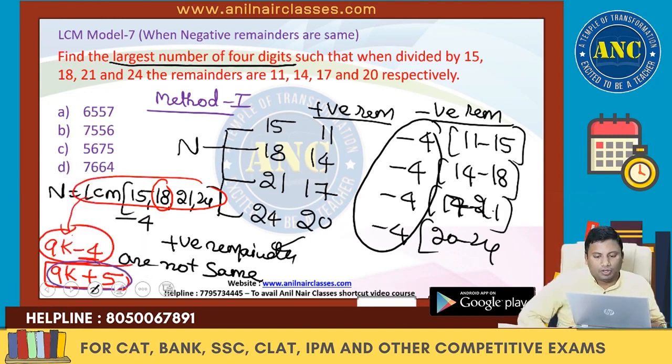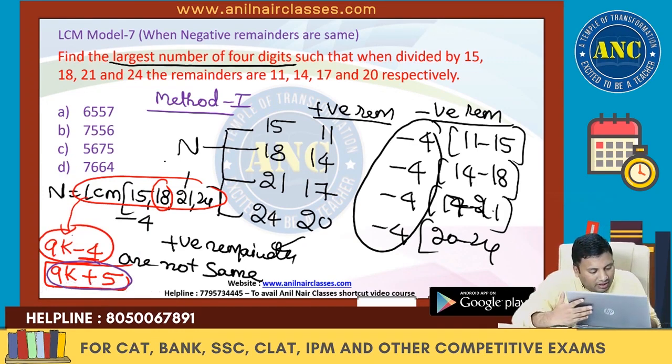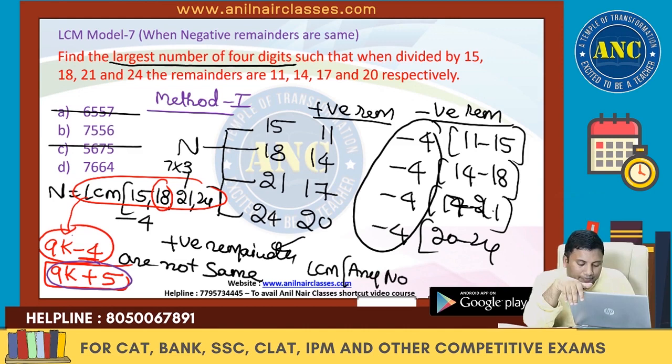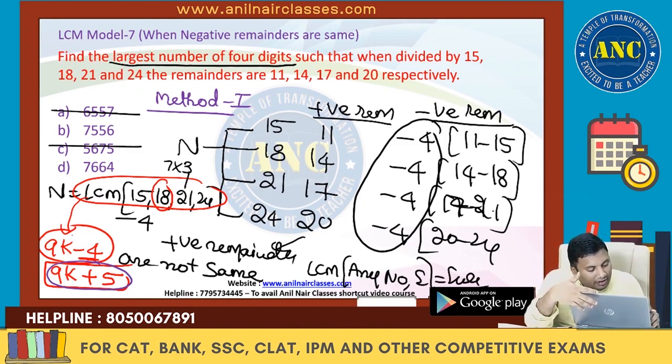Then what to do? Now see here. This 21 is nothing but 7 into 3. If one number is even, the LCM of any number with an even number will be an even number. This is out, this is out. 21 is 7 into 3, so the answer should be divisible by 7. 7k is divisible by 7. So the number is 7k minus 4.